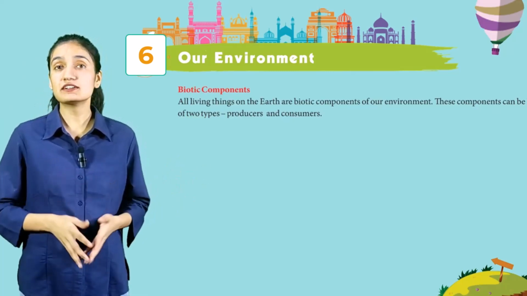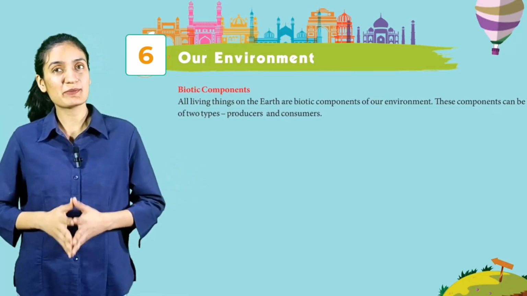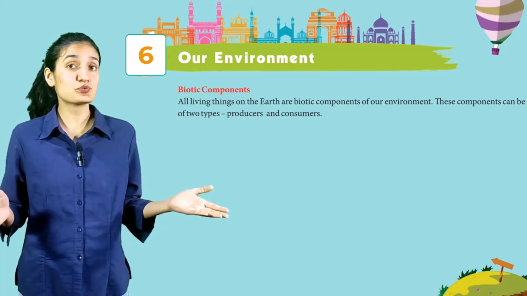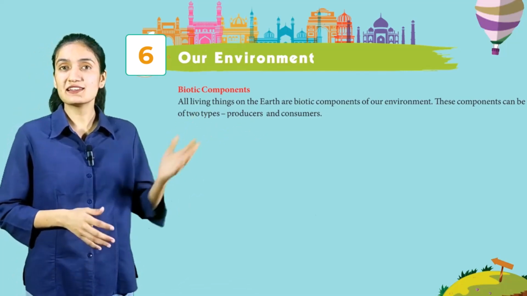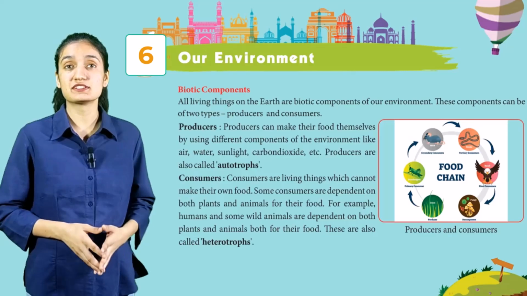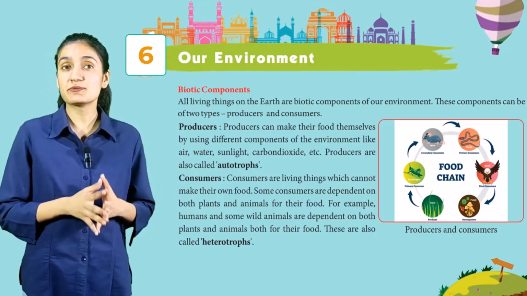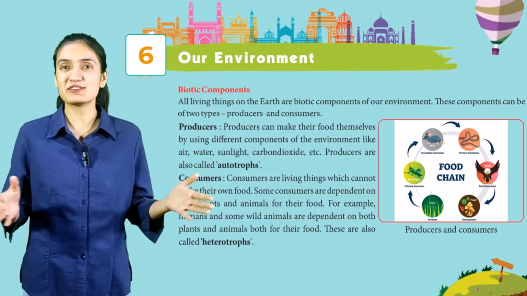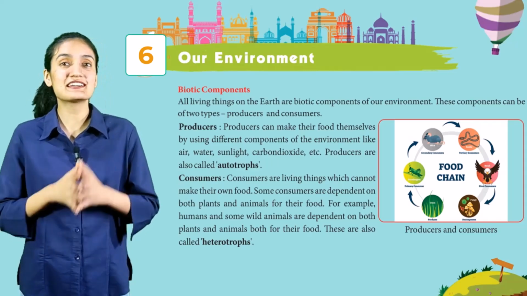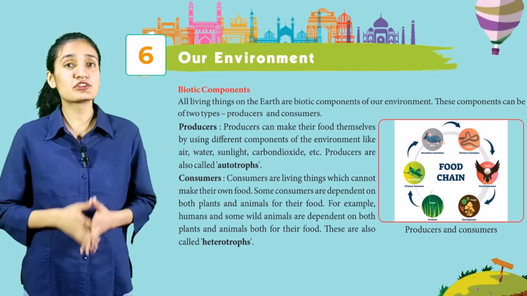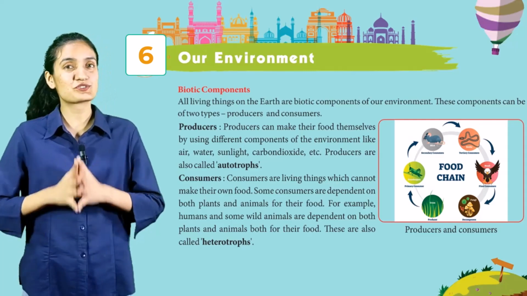Next is biotic components. All living things on the earth are biotic components of our environment. These components can be of two types, producers and consumers. First, we have producers. Producers can make their food themselves by using different components of the environment like air, water, sunlight, carbon dioxide, etc. Producers are also called autotrophs.